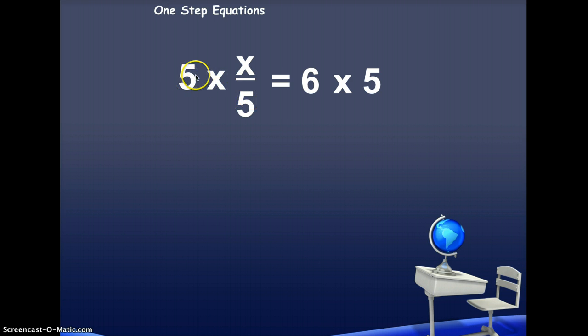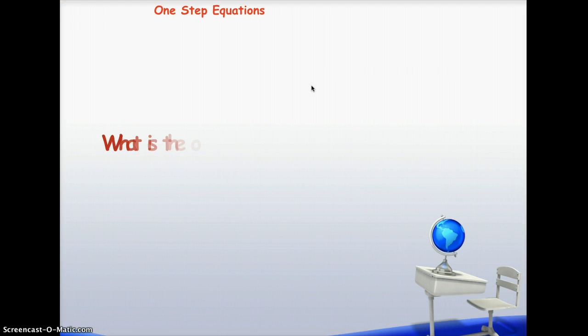Now, again, we are in fractions, so 5 divided by 5 is 1. So we cancel that out. You are left with 1x. We don't have to write the 1. And 6 times 5 is 30. So x is 30. If we want to check it, you can replace x by 30, and 30 divided by 5 will give you 6, just to make sense of your answer there. Okay, another example.